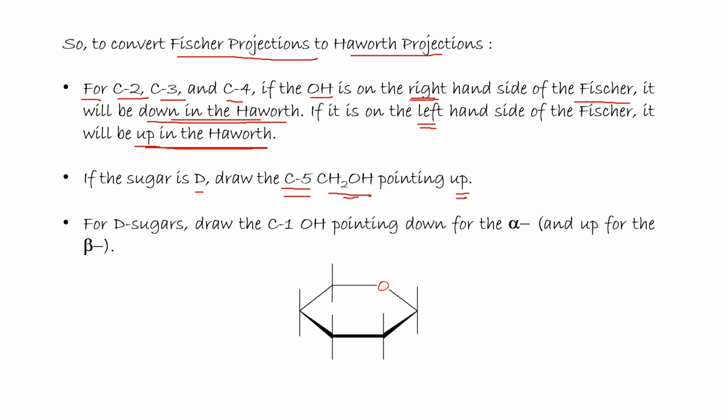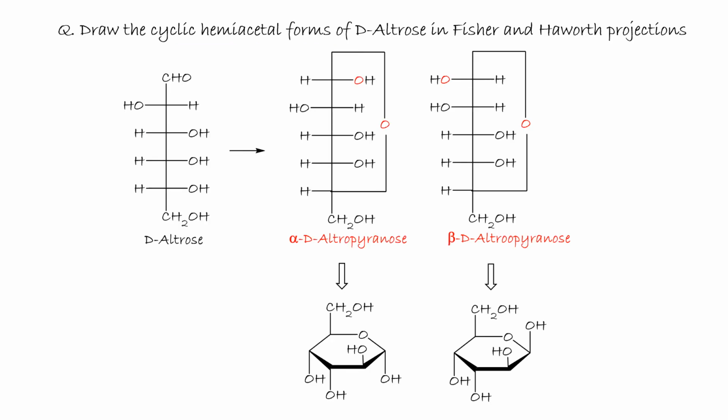For a D sugar, draw the C1 OH pointing down for alpha and up for beta. And this is the way you should draw the pyranose ring. Well, let's apply. Here is an aldose. Draw the cyclic hemiacetal forms for the aldose in Fischer and Haworth.